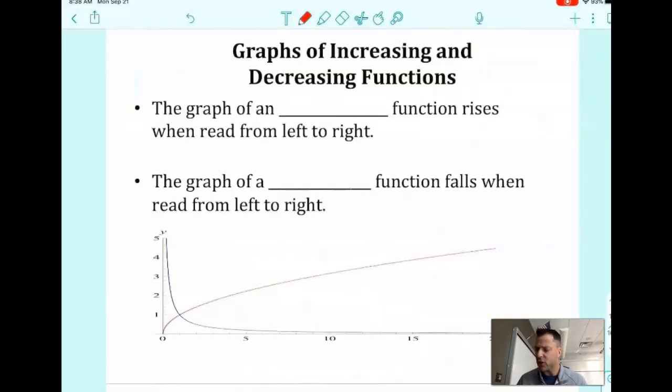We've already talked about this, graphs of increasing and decreasing functions. If you look at the graph here in red, the graph here in red is increasing.